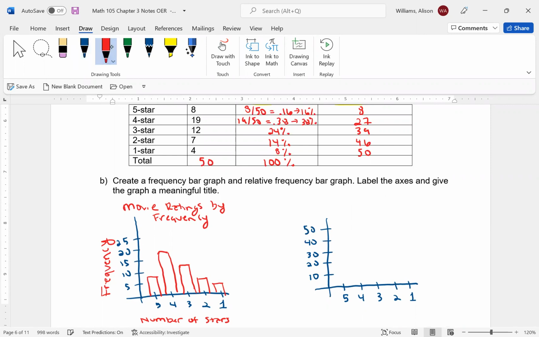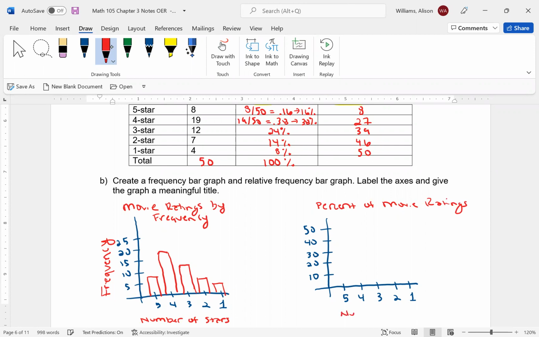All right, so let me title this. This would be the percent of movie ratings. Or you could say movie ratings by percent. There'd be nothing wrong with that.